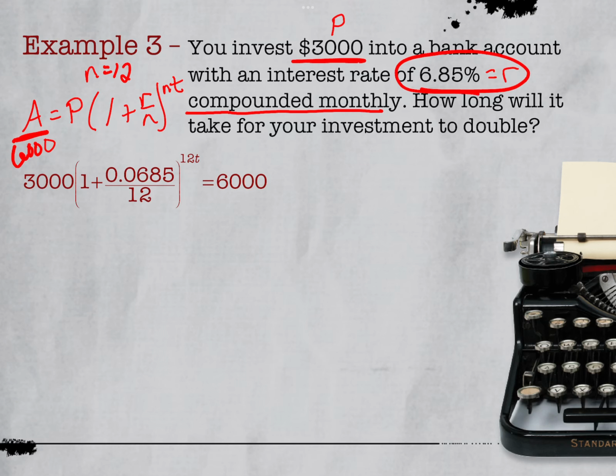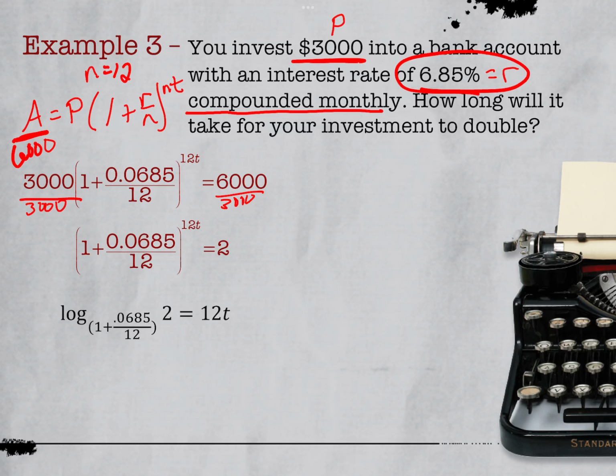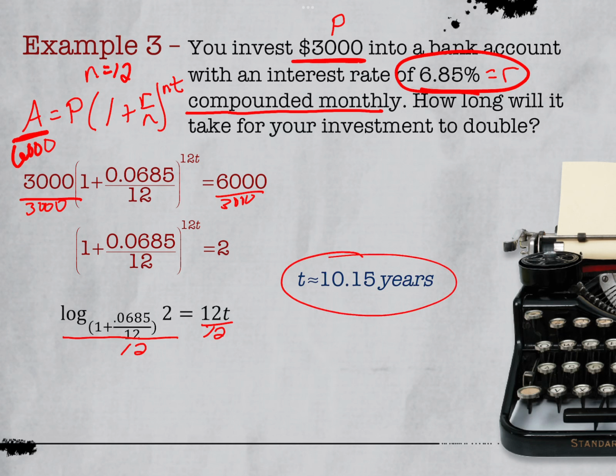And then we're going to solve this using the exponents, which is stuff that we did like last class. The first thing you would need to do is divide the 3,000 on both sides to get the exponential part by itself. So I get 2. Write this in log form. So log of 1 plus all of this of 2 equals 12t. Then remember here you would need to divide this by 12. Because it's a word problem, you don't need to give me an exact form. You could just plug that into your calculator, divide by 12, and you should get approximately 10.15 years.